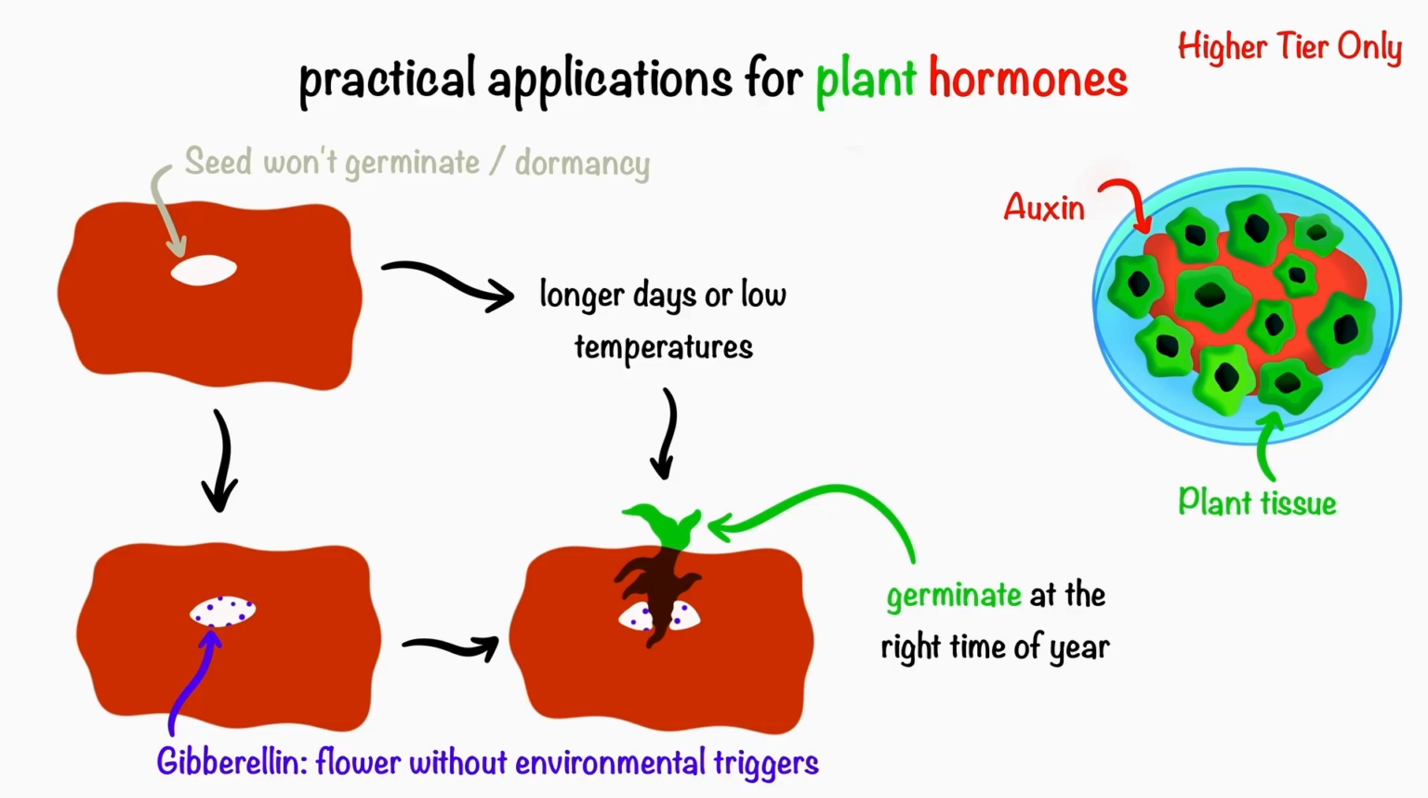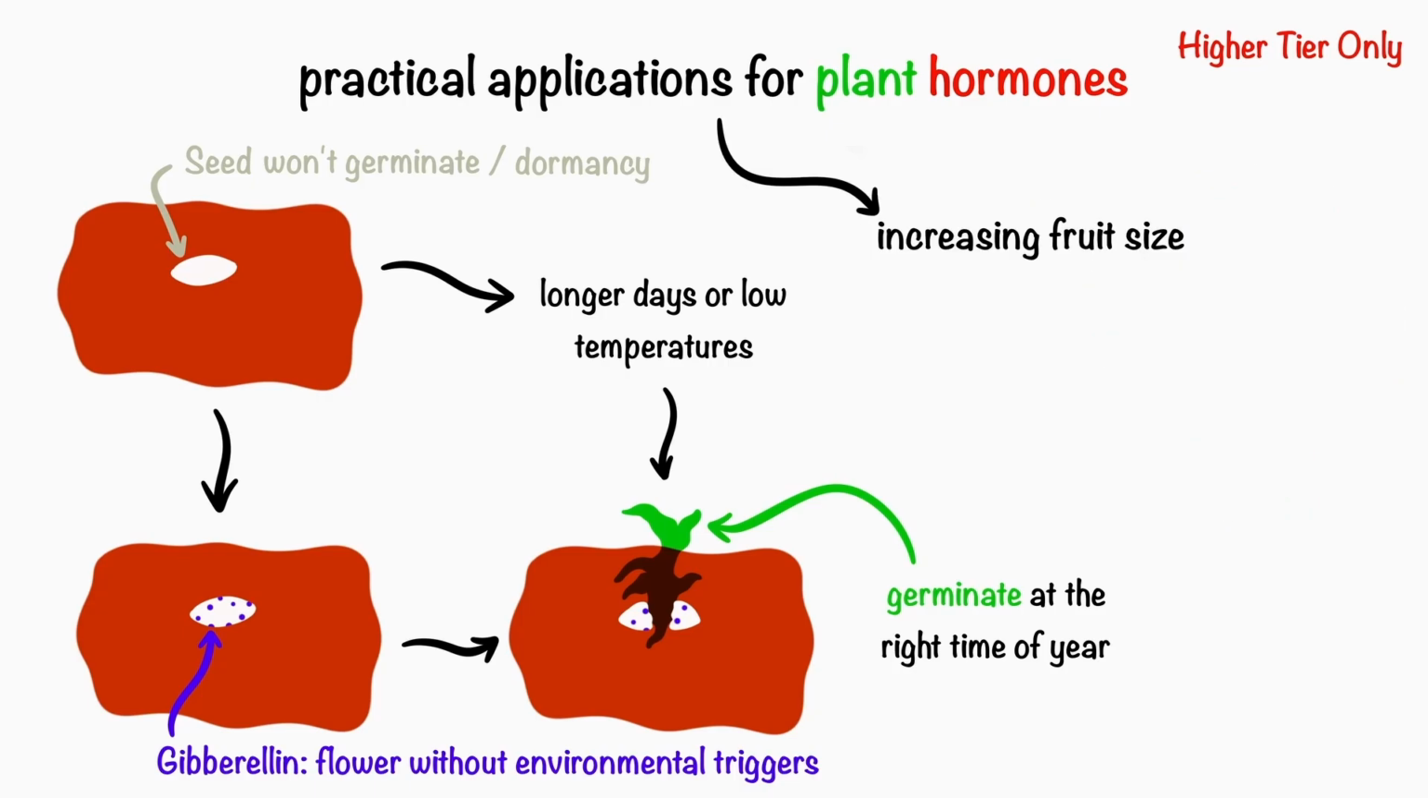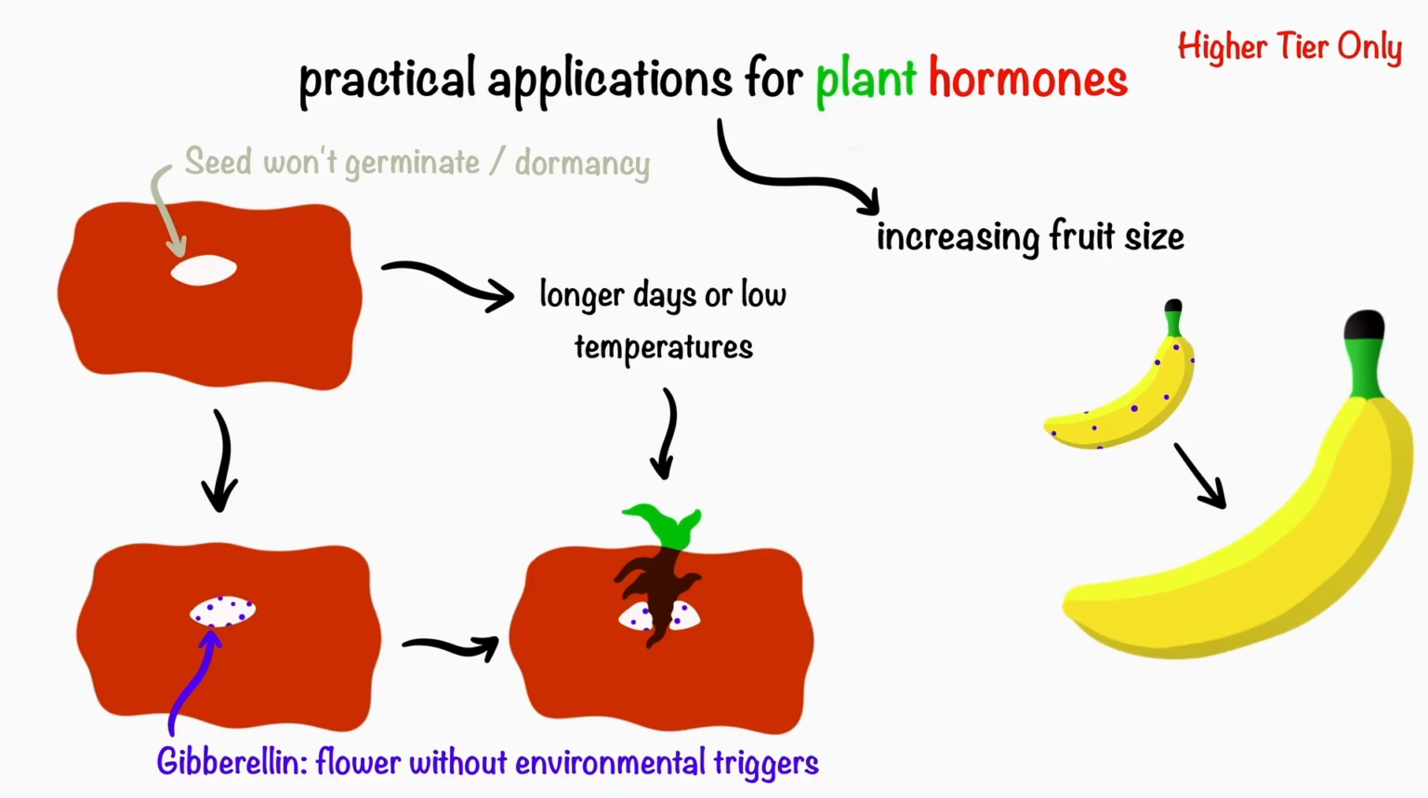Gibberellins also help with flowering. Some plants require specific conditions to flower, such as longer days or low temperatures. When treated with gibberellins, they can flower without these environmental triggers, which is useful for greenhouse growers who want to produce flowers all year round. Another commercial application is increasing fruit size. Seedless varieties of fruit often don't grow as large as seeded fruit. By applying gibberellins to these fruits, they grow larger to match the size of normal types, making them more appealing to consumers.